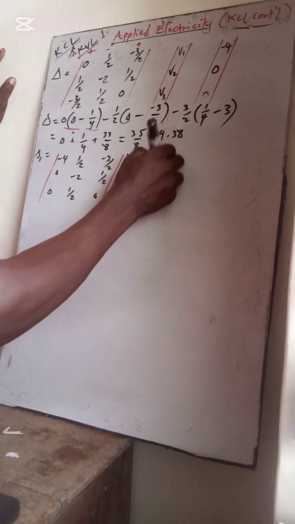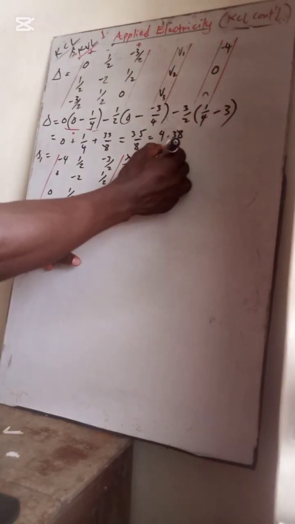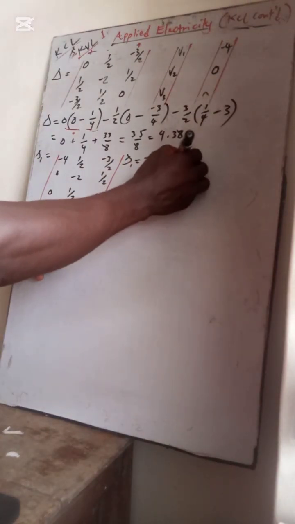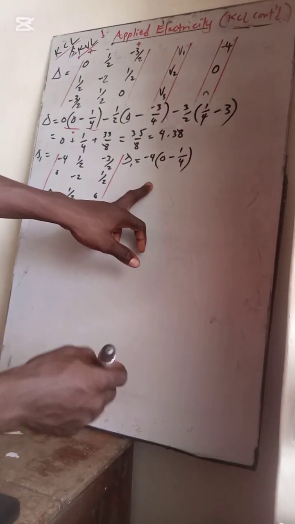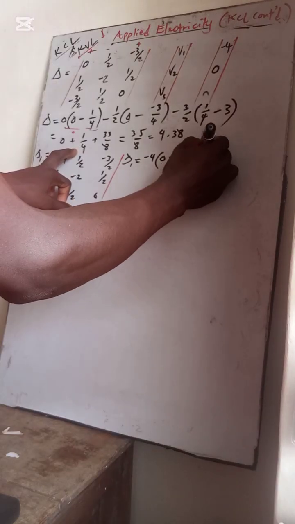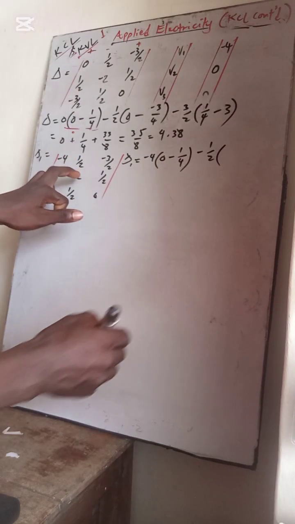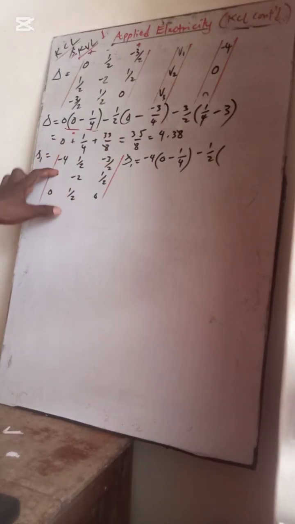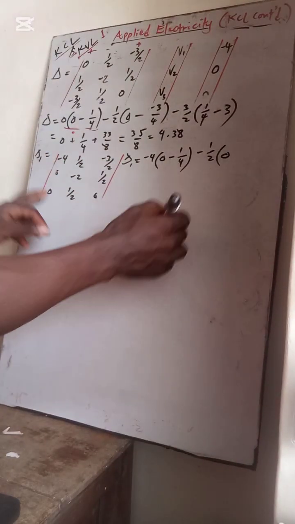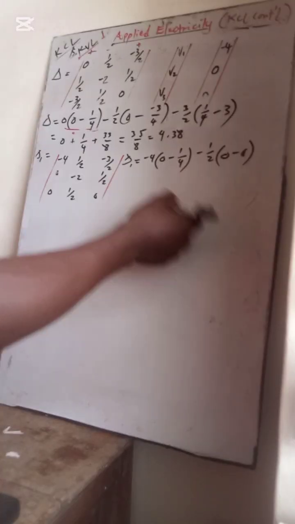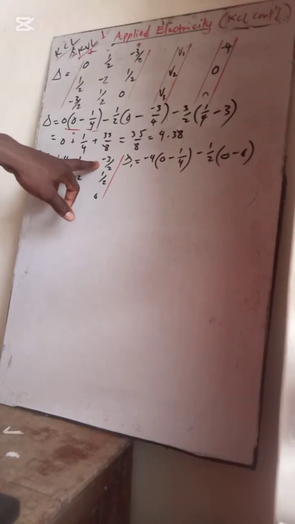So your delta 1 will now be what? You pick this minus 4 into brackets. This multiplied by this is 0, minus this multiplied by this is minus 1 over 4. Then minus, you know there's minus here, and the same thing we did here, minus 1 over 2, open our brackets, and block this out. So 0 minus 0 is still 0, 0 minus this 0 is still 0, so you don't have anything there. Then you come to the last one.